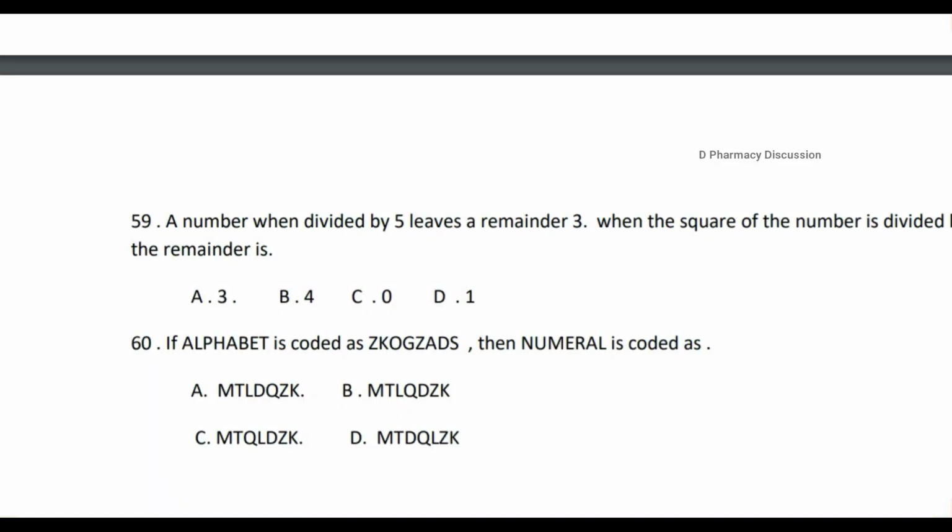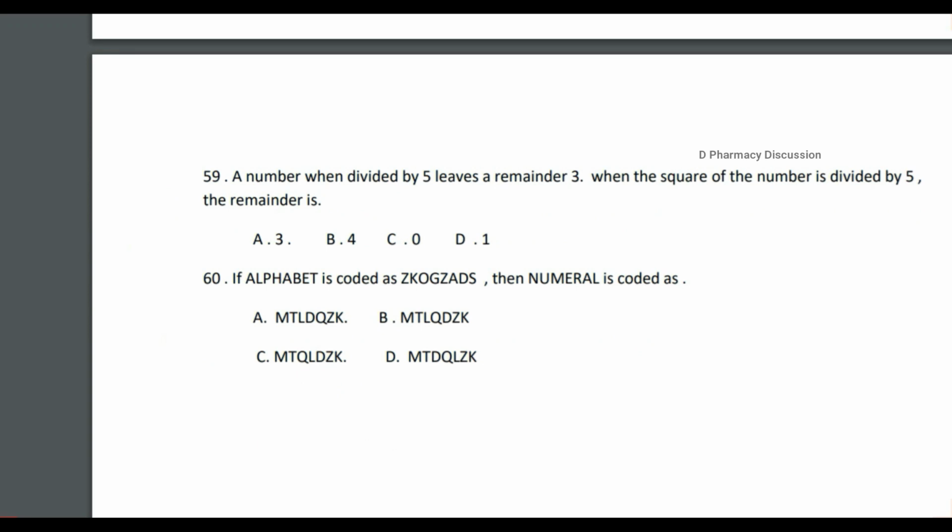Question number 59. A number when divided by 5 leaves a remainder 3. When the square of the number is divided by 5, then the remainder is. Option A 3, B 4, C 0, and option D 1. Correct answer is option B 4.